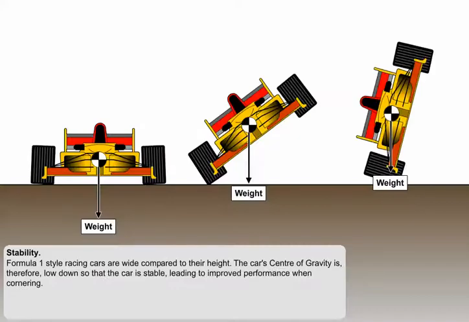This is why racing cars, especially Formula 1 style racing cars, are so wide compared to their height. This design feature means that the car's center of gravity is low down, so that the car is stable, leading to improved performance when cornering.